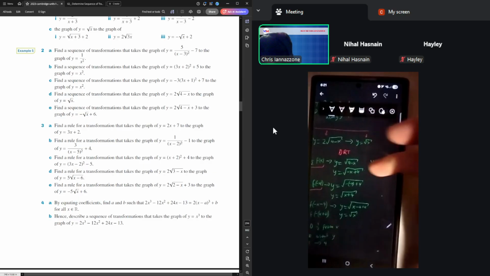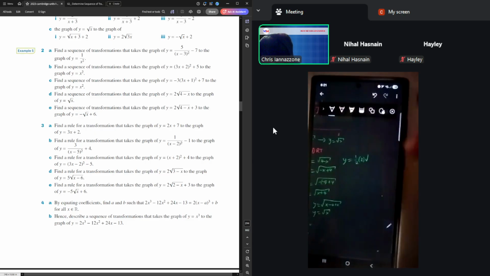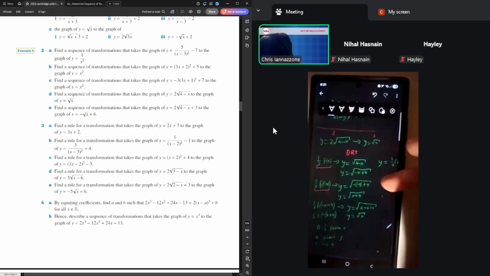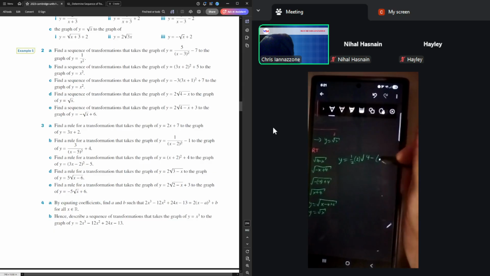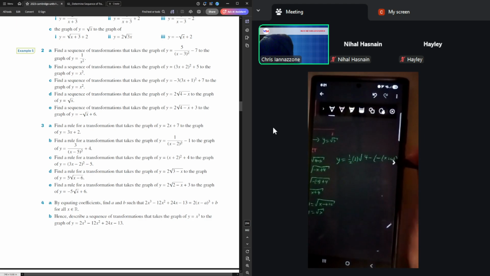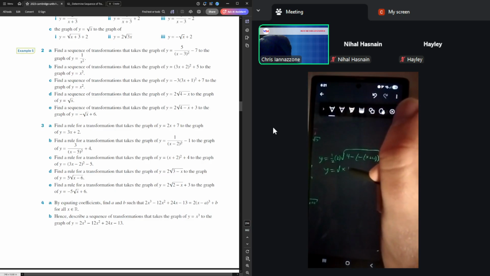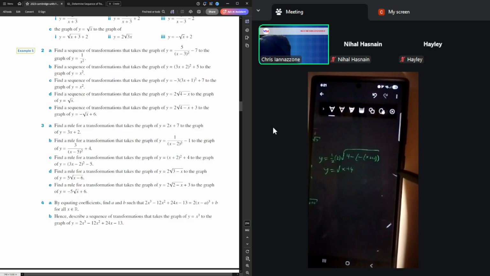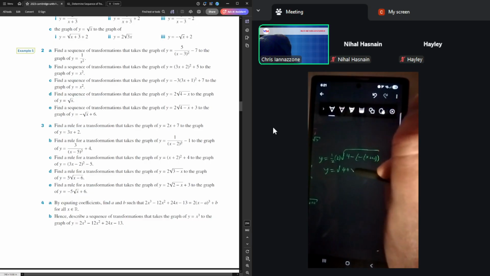So y equals, so it'll be a half times 2, then root 4 minus, so every x is getting replaced with negative bracket x plus 4, bracket negative bracket x plus 4, all rooted. Y equals root, minus minus makes plus. Oh, sorry, there was already a thing there. 4 plus x plus 4.